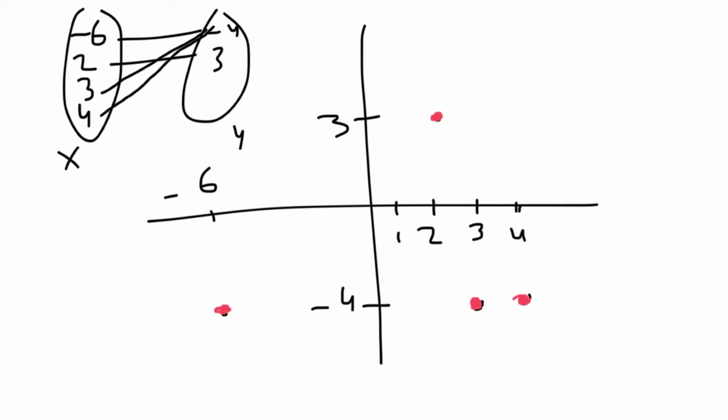Again, you see that every x has only one arrow coming out. Every x has only one y. They can be sharing the same y, like those, but no problem at all, as long as every x has only one y. Every x, one y.